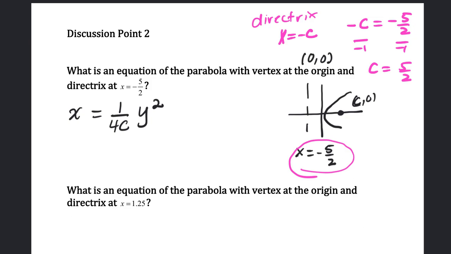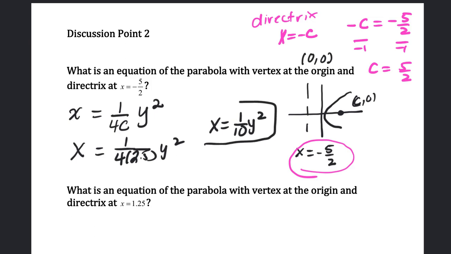So I'm going to use 5/2, or 2.5, and I'm just going to put it into the equation: 1 over 4 times 2.5, y squared. And so my equation is x equals 1/10 y squared. So that's my equation.